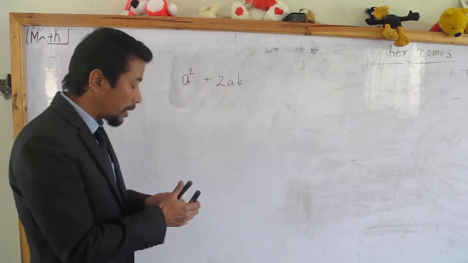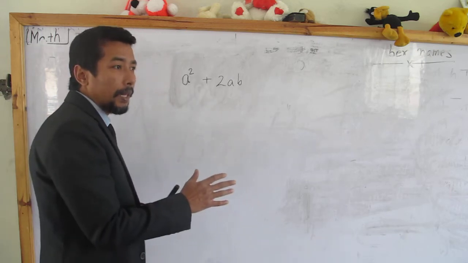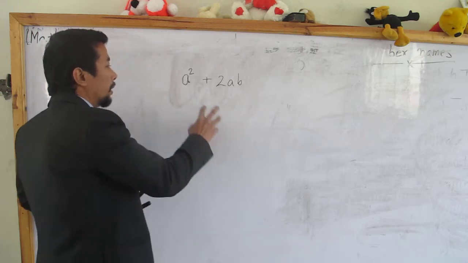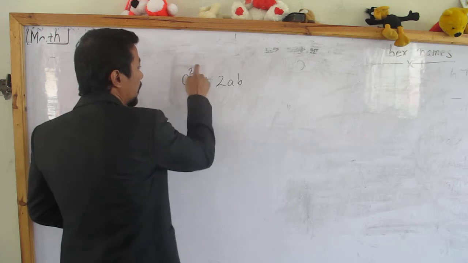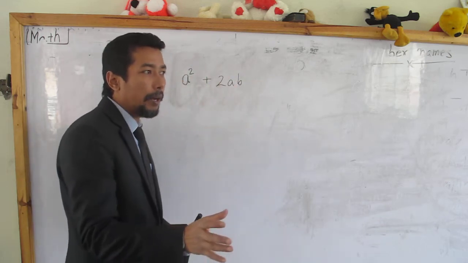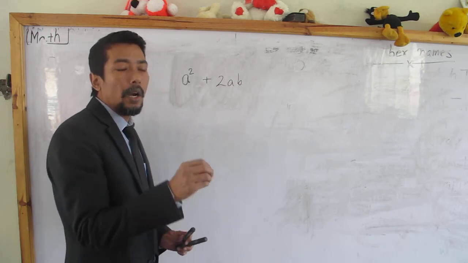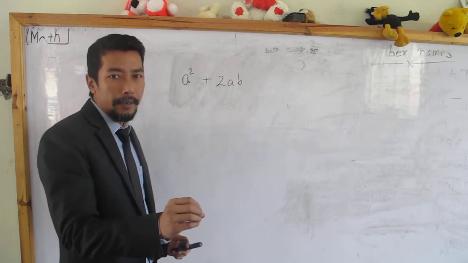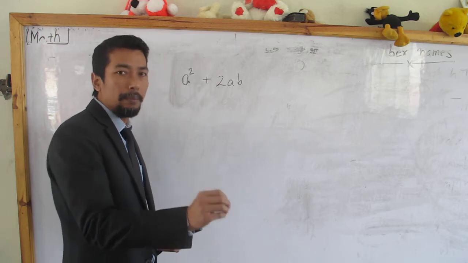So let's see. The process is to find the common factor. This is the first term and this is the second term. So we have two terms, and for your kind information, terms are separated only by plus and minus signs. I'm pretty sure you remember these things.